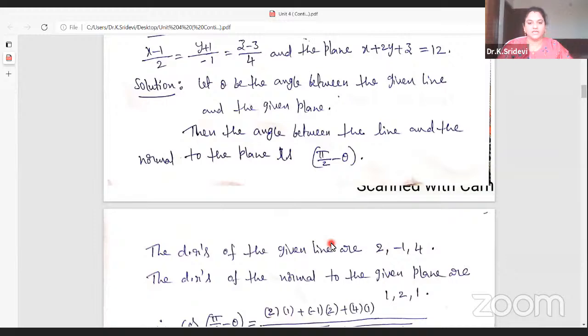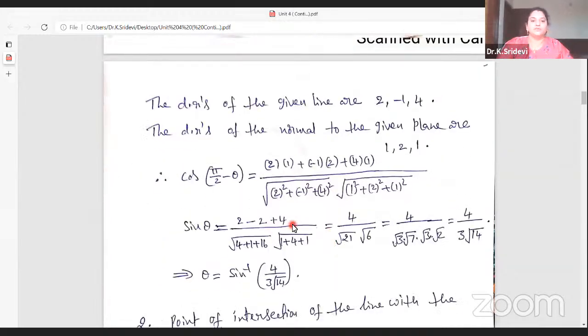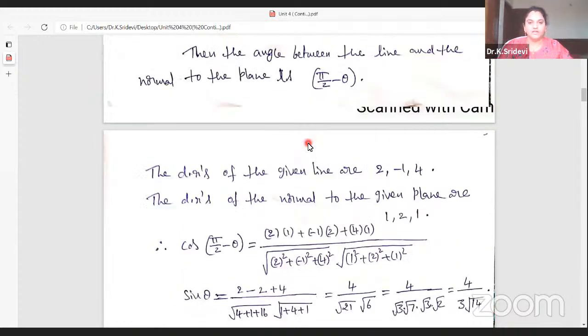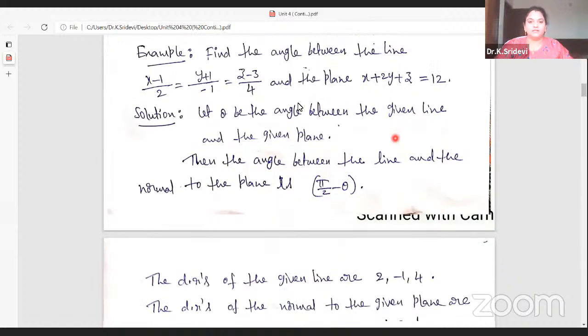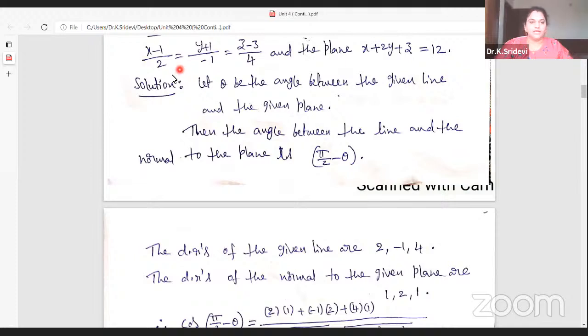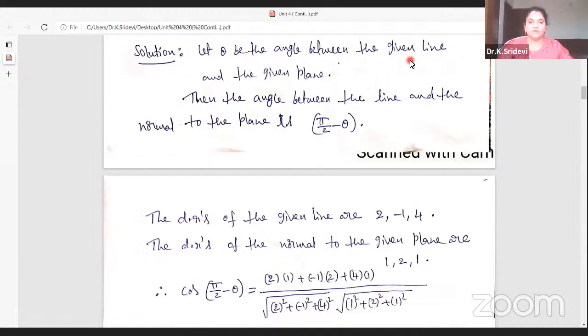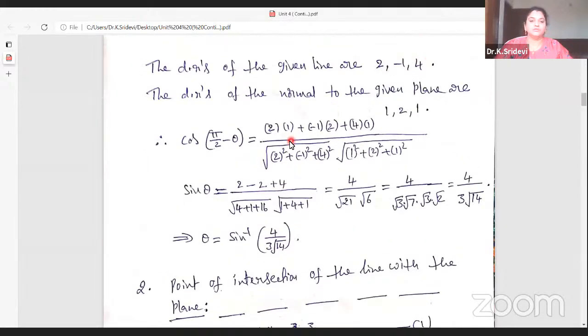Now apply the formula here. Before applying the formula, first we have to choose the direction ratios of the given line and the direction ratios of the normal to the given plane. From the line, the direction ratios are 2, minus 1, 4. And from the plane, the direction ratios are 1, 2, and 1. So a1 is 2, b1 is minus 1, c1 is 4. From here, a2 is 1, b2 is 2, c2 is 1. Now substitute the values of a1, a2, b1, b2, c1, c2.